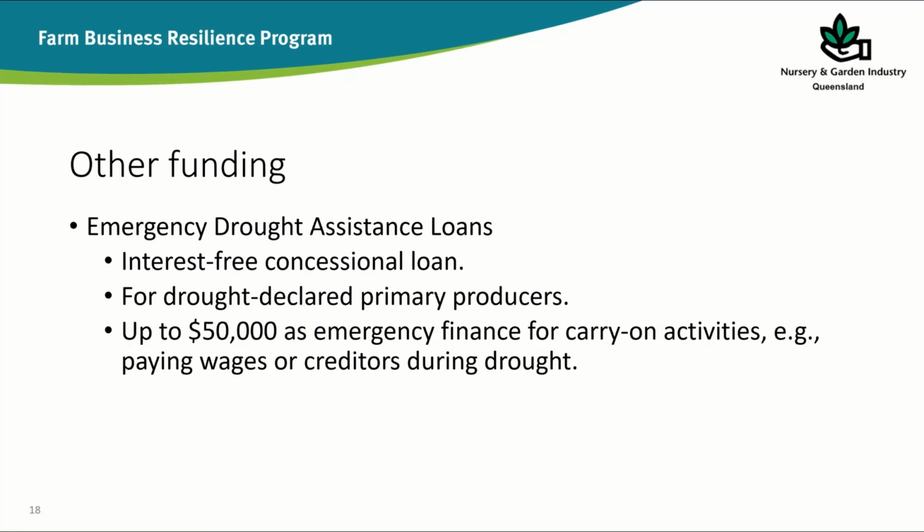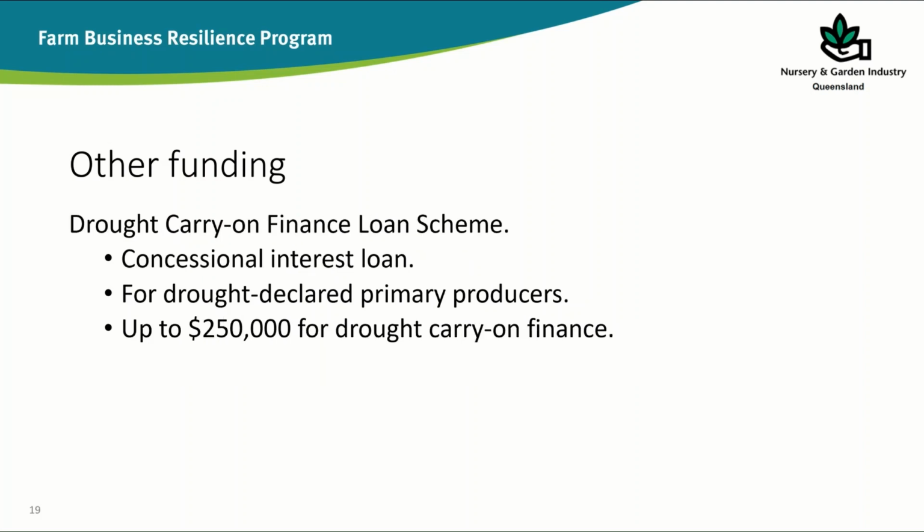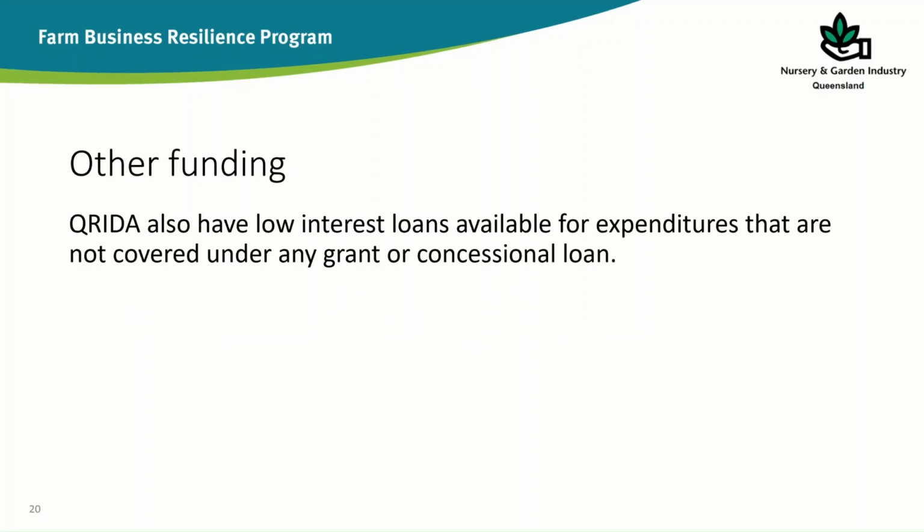Interest-free concessional emergency drought assistance loans are also available for drought-affected primary producers, and up to $50,000 is available for carry-on activities such as paying wages or creditors during drought. The Drought Carry-On Finance Loan Scheme is a concessional interest loan for drought-declared primary producers with up to $250,000 available. QRIDA also have low interest loans available for expenditures that are not covered under any grant or concessional loan, but still meet their lending criteria.